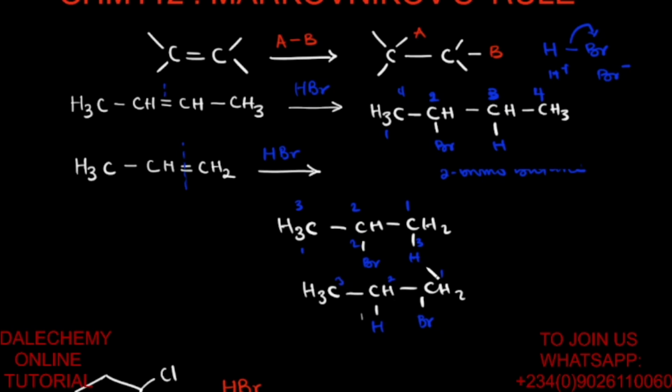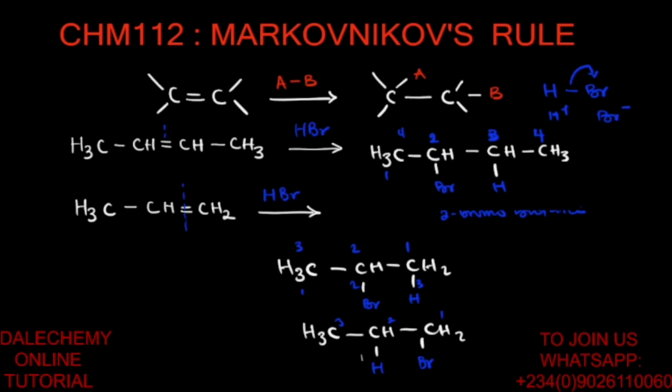Now, in the reaction, these two products will be formed, but one will be more abundant than the other one, and the one that will be more abundant is what Markovnikov rule is trying to predict. Markovnikov rule states that when an asymmetric reagent like HBr, or another reagent whose parts are not the same like AB, is added to an asymmetric alkene, the hydrogen will add to the carbon with the highest number of hydrogen.